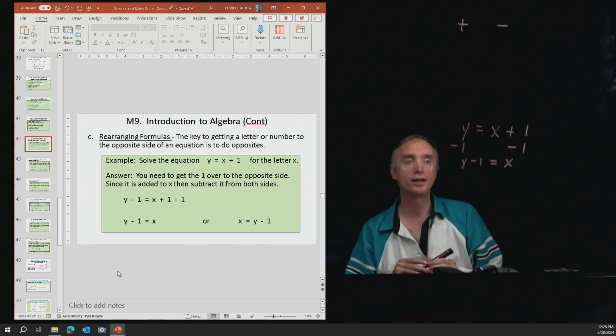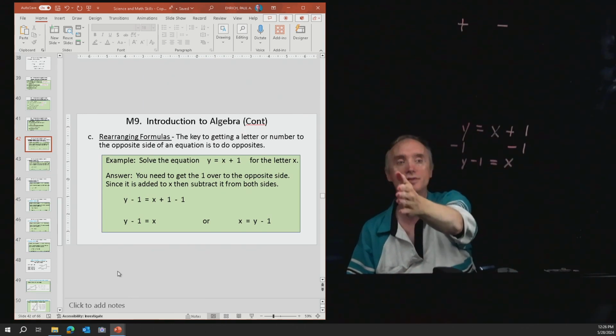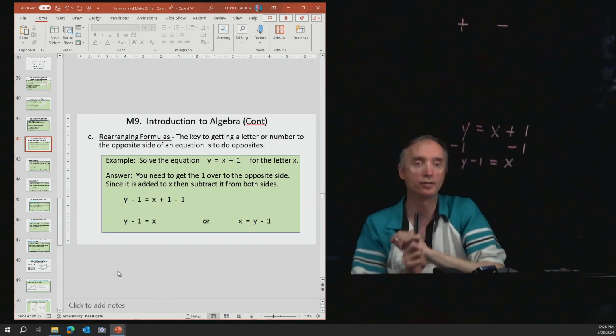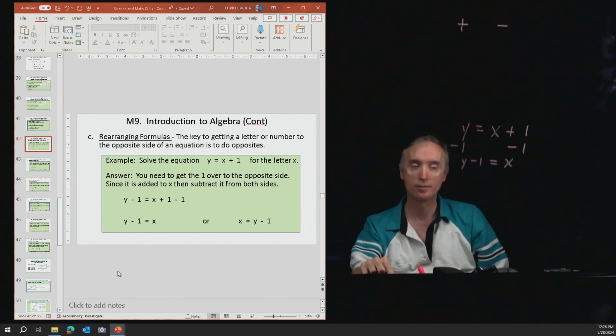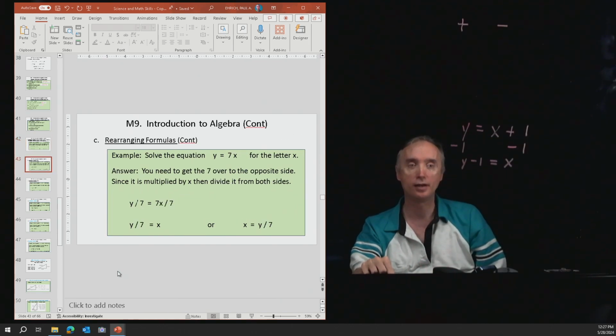But normally, we like to put the x on the other side, so we're going to flip-flop everything. And so our final answer is going to be x is equal to y minus 1. So I think that you already knew that. So that's algebra, being able to rearrange a formula. Okay, but let's make it a little bit more complicated.